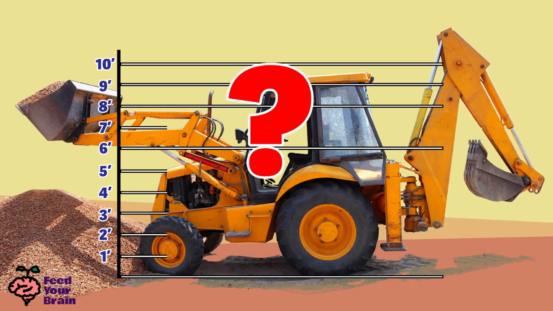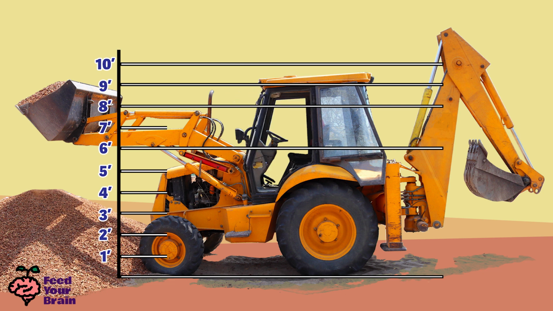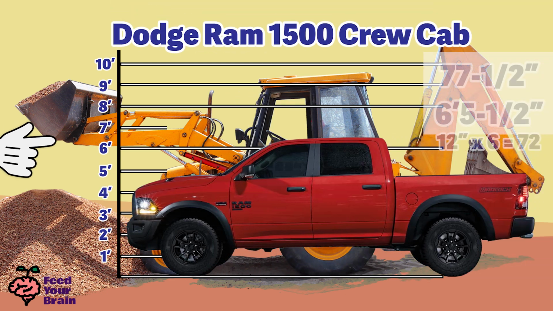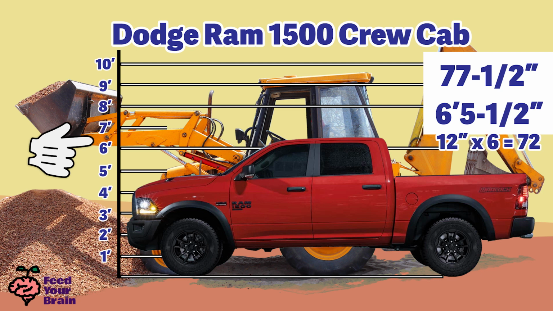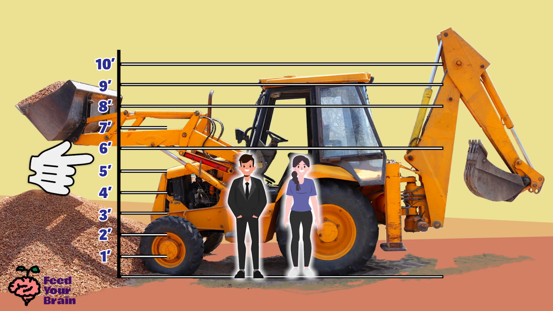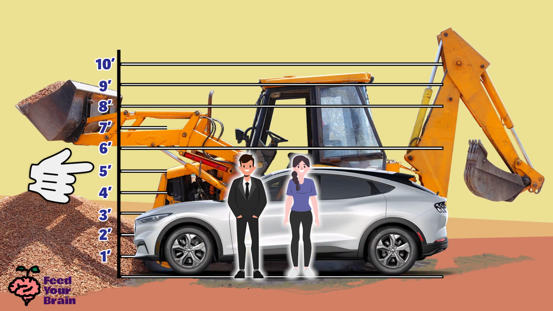How about comparing the height to a pickup truck? Here is a Dodge Ram 1500 pickup truck. This truck is 6 feet 5.5 inches tall, or 77.5 inches tall. This comes to almost 1.97 meters tall. So now you can see how tall the backhoe loader is compared to the average height of a person, compared to the height of a car, and to the height of a pickup truck.